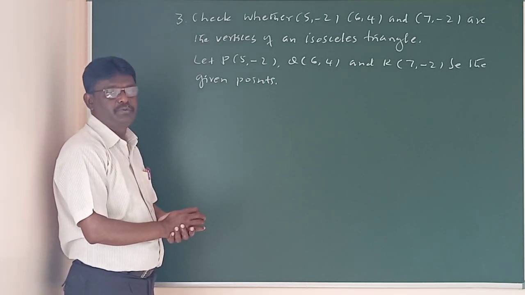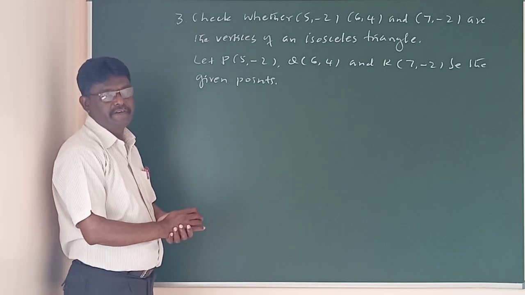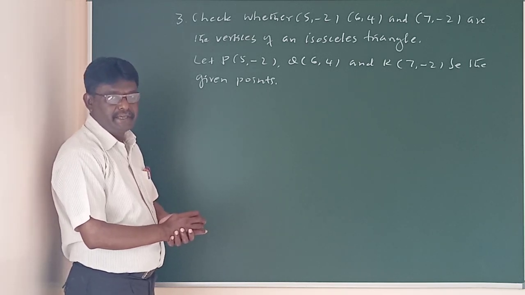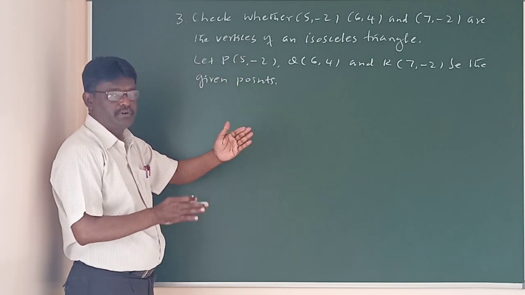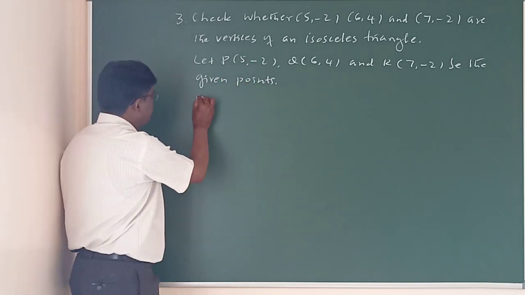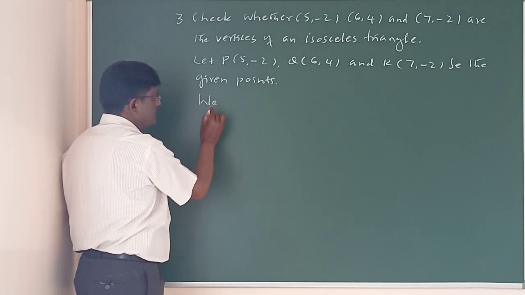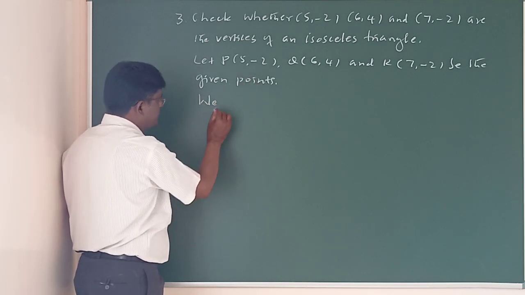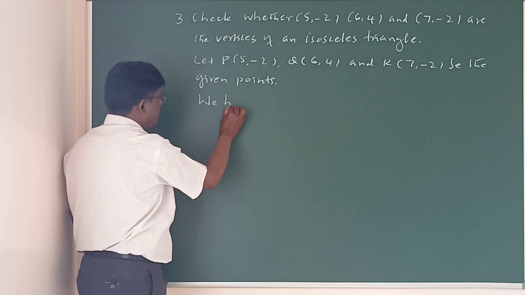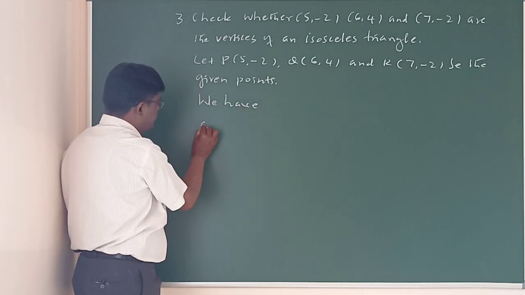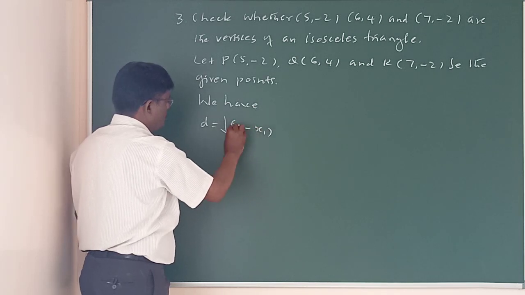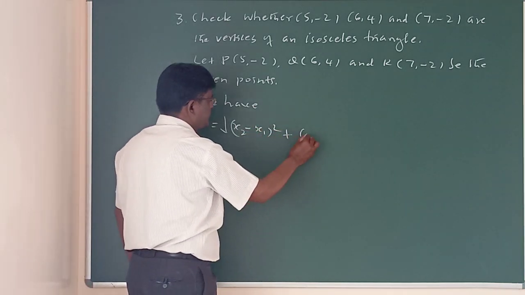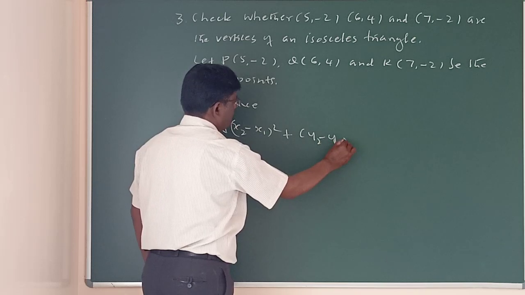A triangle is nothing but what? It is formed by three line segments: PQ, QR, RP. These are nothing but distances. Hence, it is a problem on the distance formula. We have distance D equal to the square root of (x2 minus x1) whole square plus (y2 minus y1) whole square.